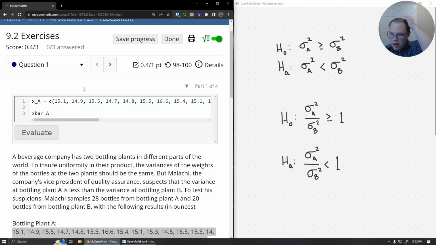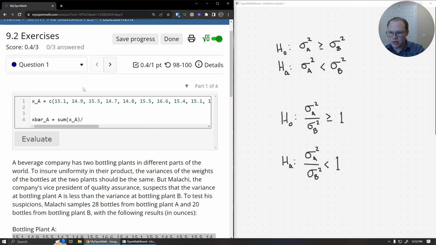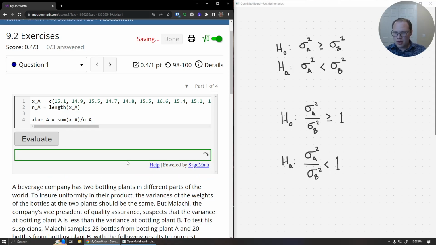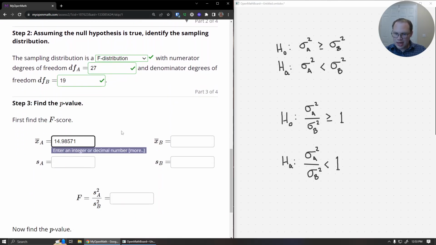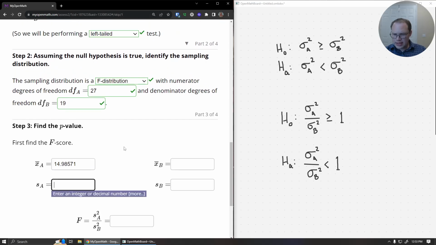So x bar A, I'm just going to add up all my values in sample A, and then divide by how many there are. I haven't actually got that yet, so let me get that first. The number of values in sample A is just length of x sub A, and so now I can divide by n sub A. The average of that first sample from bottling plant A is 14.98571.